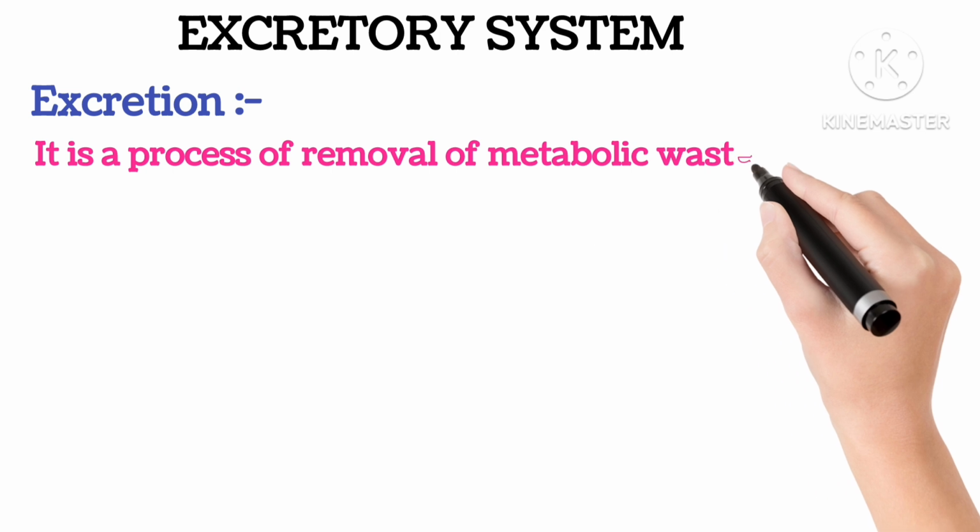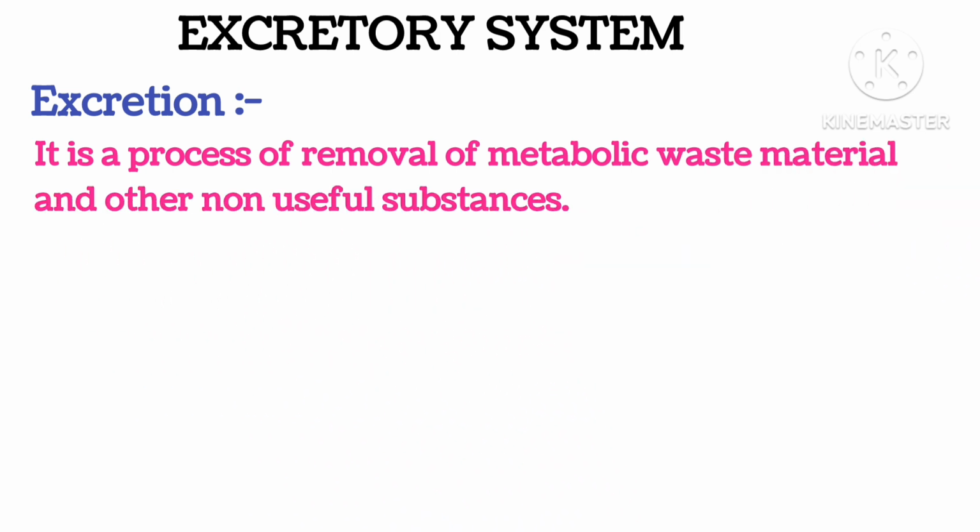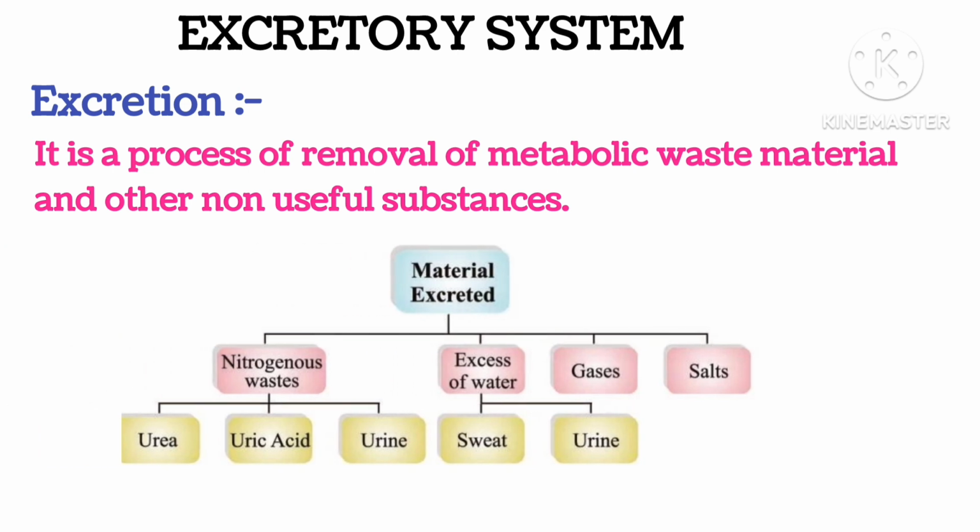Now, the excretory system. What is excretion? It is the process of removal of metabolic waste material and other non-useful substances. So the materials excreted are nitrogenous waste such as urea, uric acid and urine, excess of water which is removed as sweat or urine, then gases and salts.